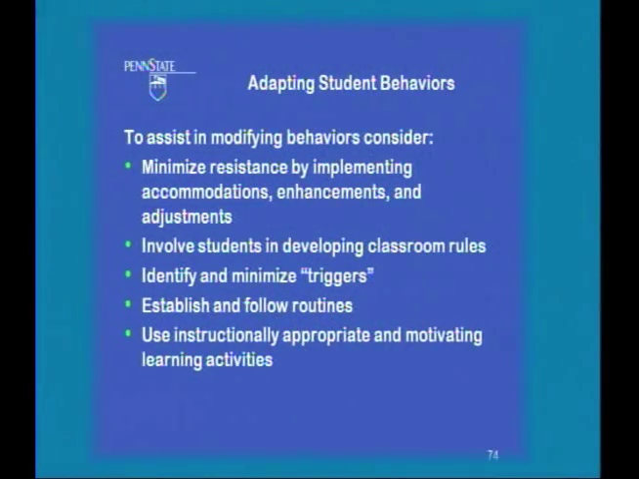Next, let's look at adapting student behaviors. To assist in modifying behaviors, consider minimizing resistance by implementing accommodations, enhancements, and adjustments. In other words, be proactive in planning instruction. Next, involve students in developing classroom rules.